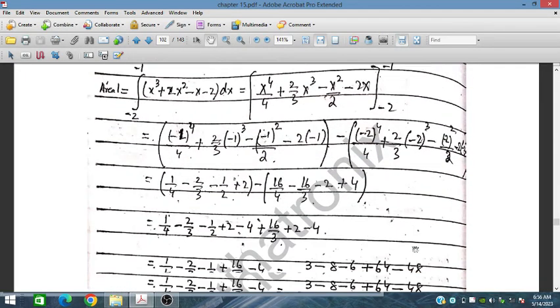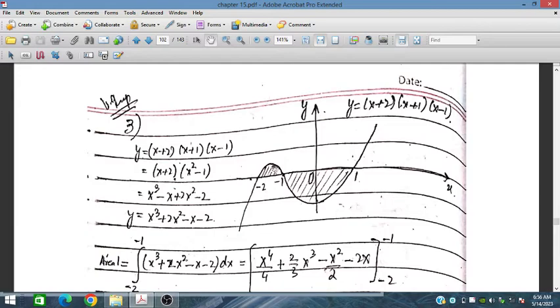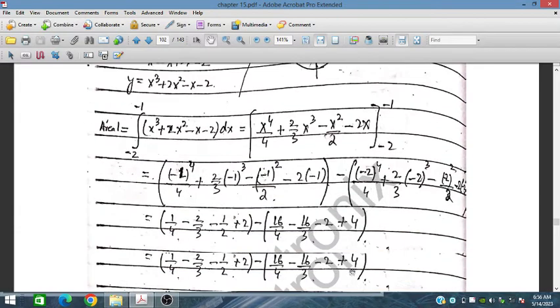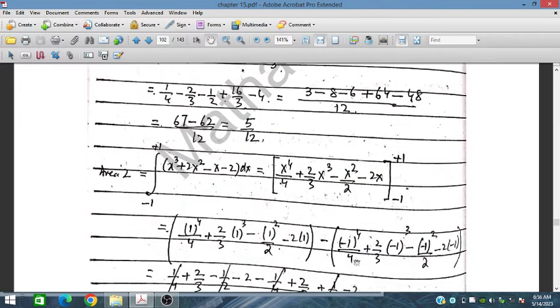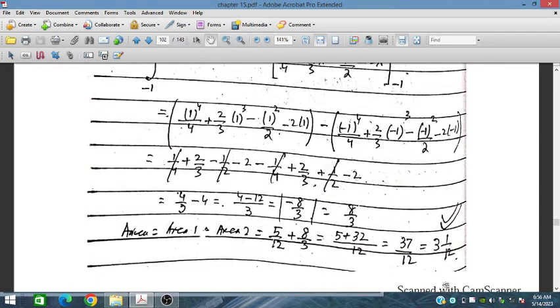So this is a positive area, and this is also a positive area, because the magnitude is always taken as positive. The result is -8 upon 3, but the area is 8 upon 3. So we'll add it and we will get the result as this.